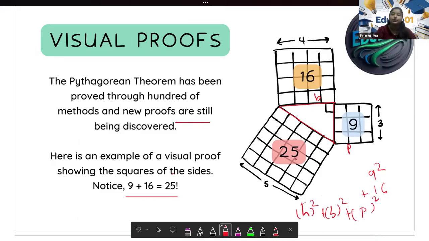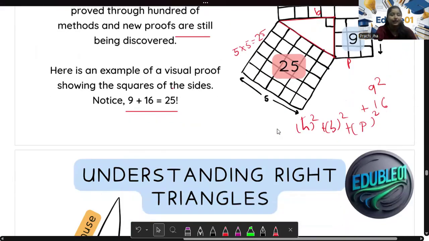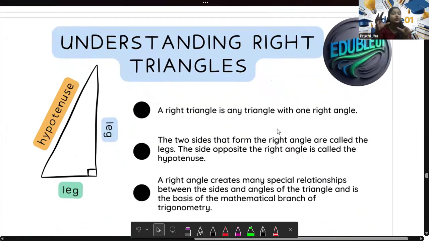See, how is it done? For example, this is 4 by 4 grid, that is going to give you 16, right? Now, this is 3 by 3 grid, that is going to give you 9. And this is 5 by 5 grid, that's going to give you 25, right? So it's clearly proven with the help of the grid method, and many more methods are still going on and research is still happening.